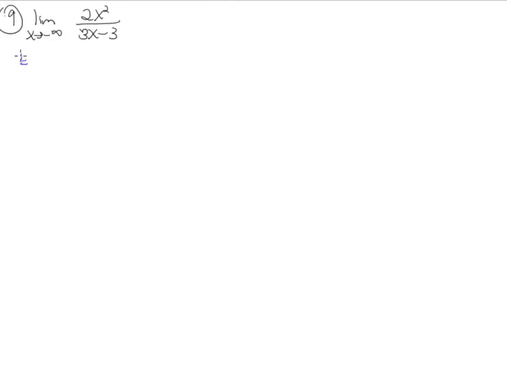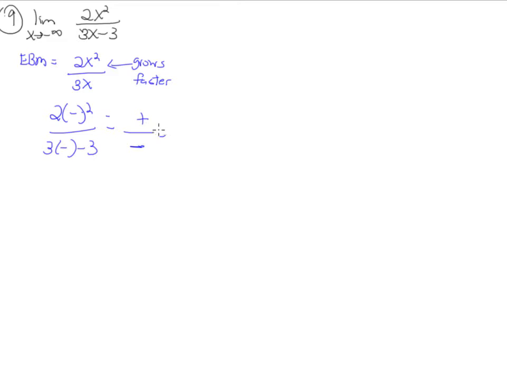Number 9 is a limit at infinity. I start by finding my end behavior model. In this case, that's 2x squared over 3x. That means the top grows faster than the bottom. So my answer is either going to be negative infinity or positive infinity. So I'm going to plug in a negative into the top and a negative into the bottom and simplify it down. And I realize that I'll end up with a positive in the numerator and a negative in the denominator. Positive divided by negative is negative, so my answer will be negative infinity for number 9.